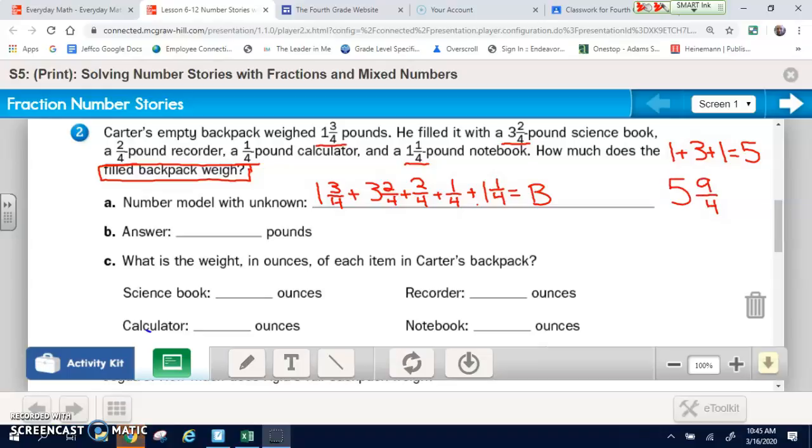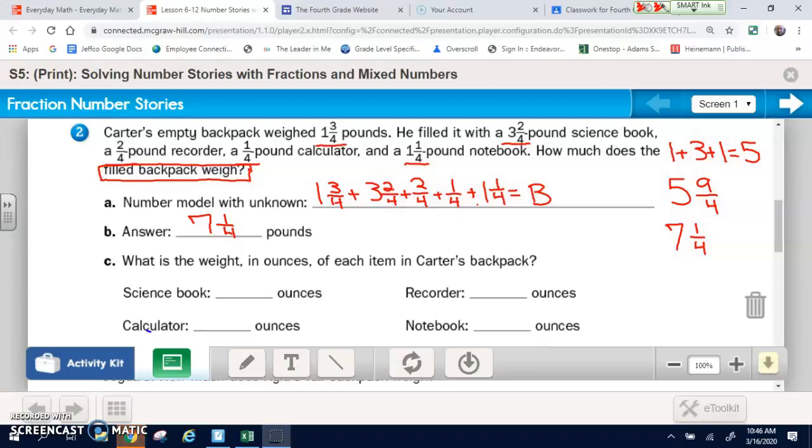Because this is an improper fraction, we do not want to leave it this way. I know that in 9/4, the 4 can go into 9 a total of 2 times. So that means I now have 2 more wholes, which is going to now be 7 wholes. And that would be 4/4 and another 4/4, which is 8/4. So I have 1/4 left over. So the total weight of his backpack is going to be 7 1/4 pounds.